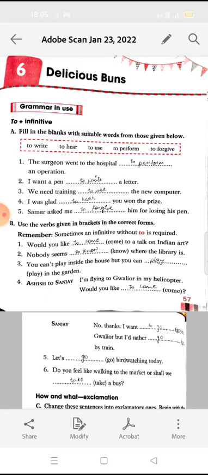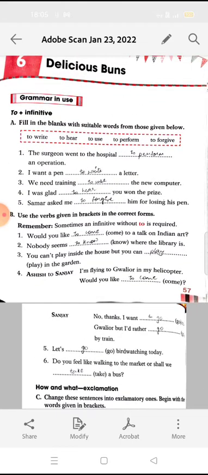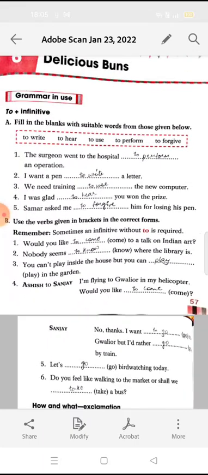Now it's time to do the companion book after doing the reader companion book. Lesson 6, Delicious Buns. Definitely, the chapter was very interesting and hilarious. I too enjoyed it a lot. I hope you had also enjoyed it. Now, coming to doing the exercises in the companion book.